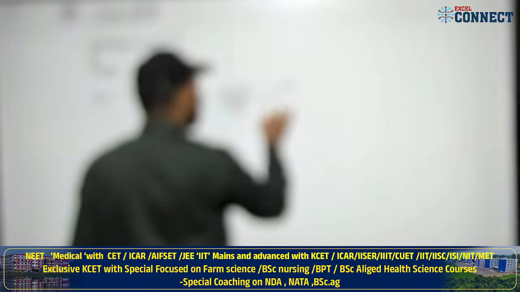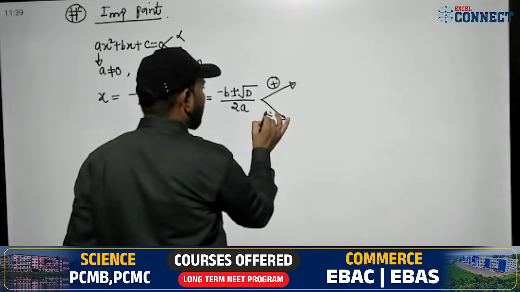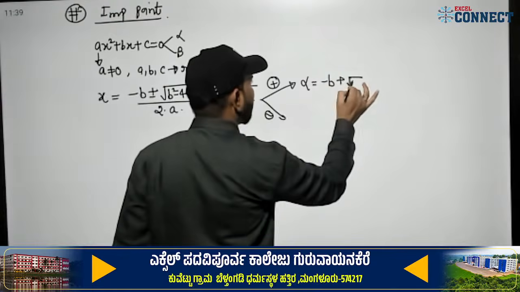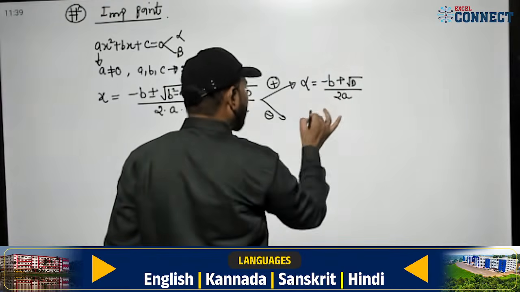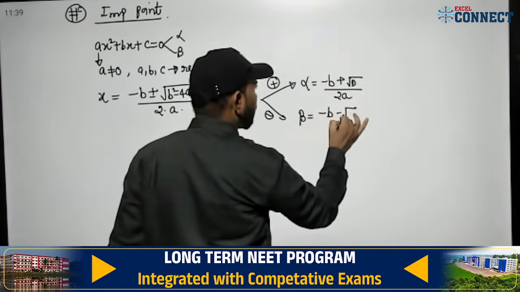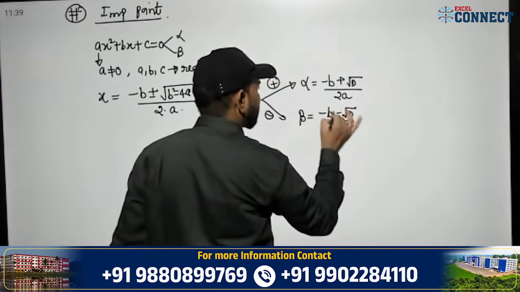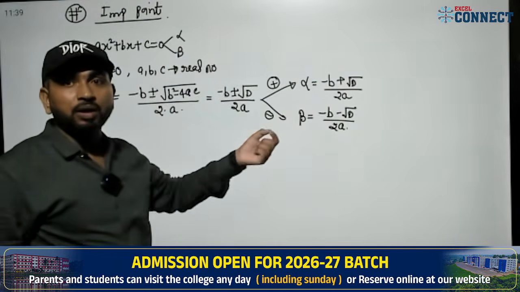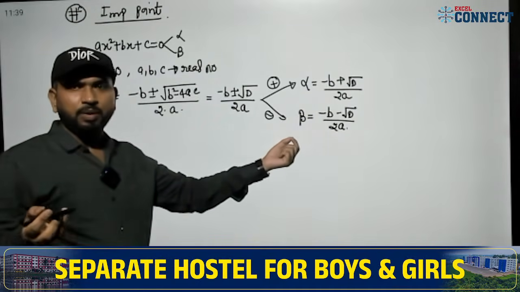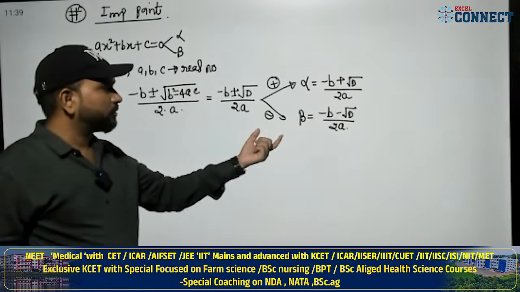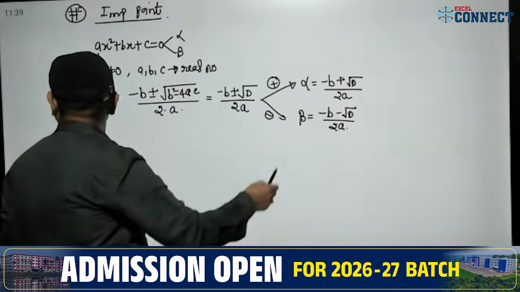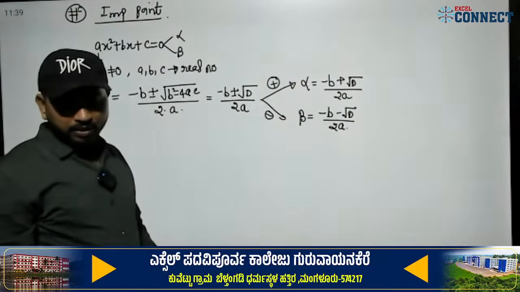See the concept, very, very important. Plus and minus I am taking. Now alpha is equal to minus b plus root D divided by 2a. Now beta is equal to minus b minus root D divided by 2a. So these are our two different roots. Okay, the screen is blurred, now I think it is coming good. Wait 5 seconds. So I am giving the names, this is alpha and this is beta.